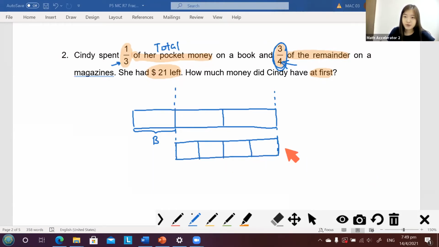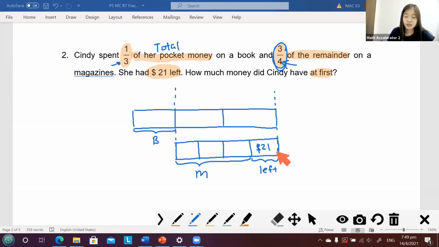So once you have 4 units in your remainder, 3 out of the 4 is spent on magazines. So label 3 out of the 4 as magazines. And what is left? $21. Now we have to look for the total in the second model first, because we want how much money she had at first. We need to work our way upwards.